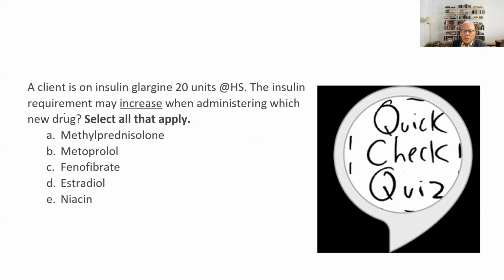Okay, so the drugs that most likely are going to increase the requirement for insulin is this one, because this is an olone, which is a steroid, right? And it has been found also that estradiol, which is an estrogen, is going to increase also the requirement for insulin. And the last one is niacin. Now, beta blockers and fibrates increase the effect of insulin, and therefore you would need a decrease in the dose. So these three are going to require an increase of the dose.